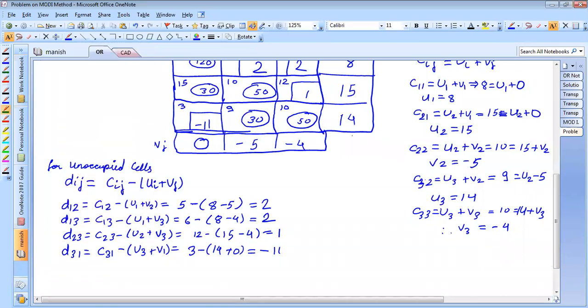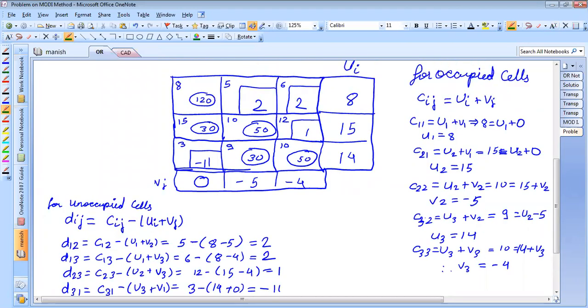So let us take some other color. Let us take green. So with green, what is the optimality condition? Optimality condition is all Dij values must be greater than or equal to 0, isn't it? This gives me the optimality check. If it is not satisfied, then we have to form a path, because this value is negative. So what we will do is we will mark a point here.